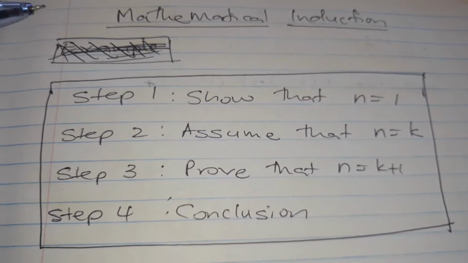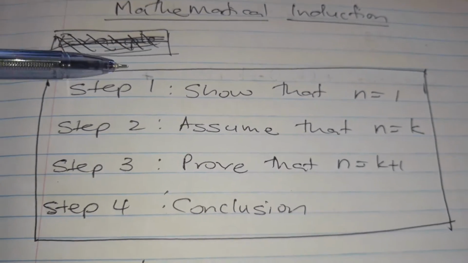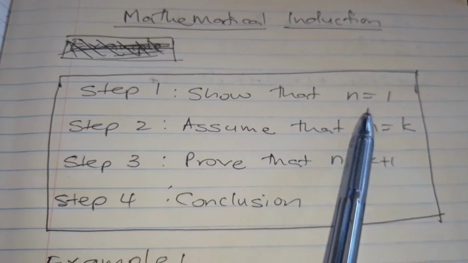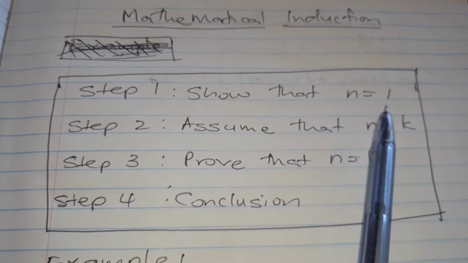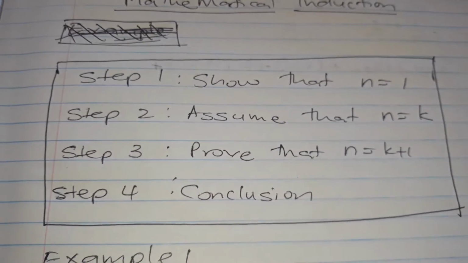Today we are going to look at mathematical induction. In mathematical induction, we are proving things. There are 4 steps that we have to look at. Step 1, we have to show that the value of n, everywhere I see an n, I will substitute with a 1. And my left hand side answer should be equal to my right hand side answer.